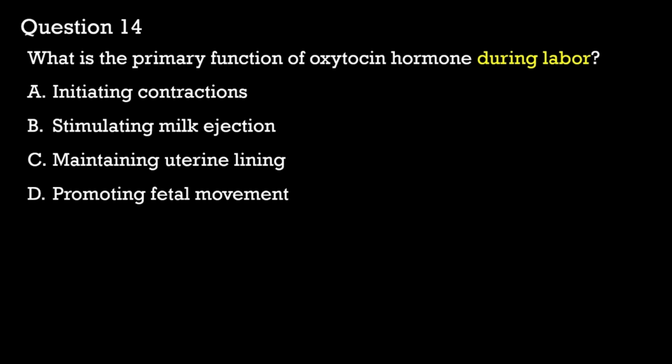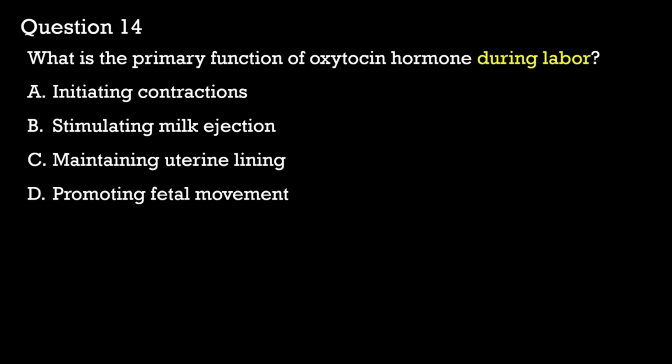In option B, stimulating milk ejection is also the role of oxytocin. However, this happens after birth. After birth, oxytocin helps to push out breast milk during breastfeeding, which we also know as the letdown reflex. But during labor, it stimulates contractions of the uterus that help to push the baby through the birth canal.